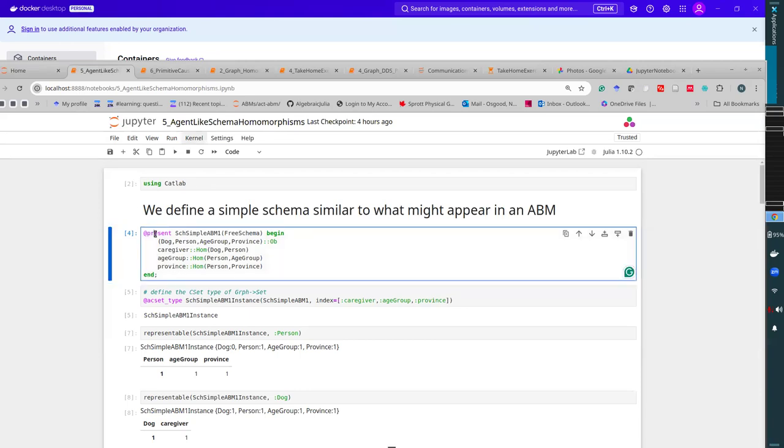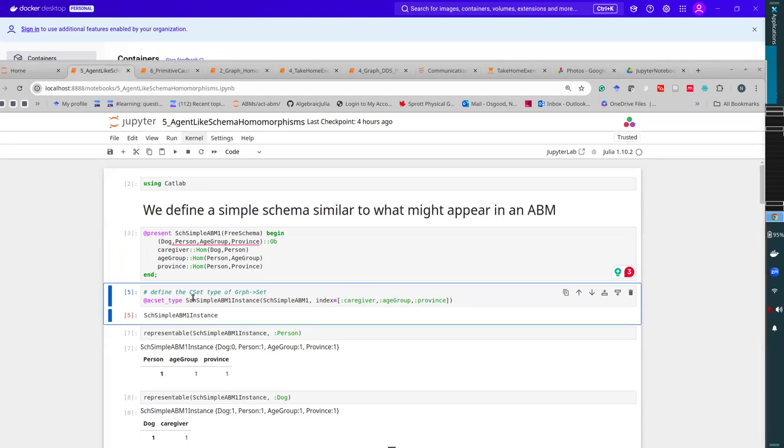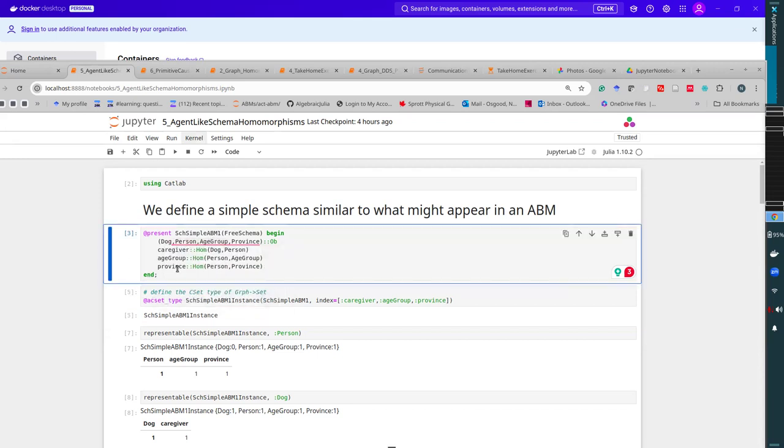So I'm going to have a schema for such a model. It's going to have service dogs. It's going to have persons. And each person is going to have an age group and a province. And a service dog will have a person who's a caregiver for it. Although I think there's a good question, who's the caregiver for whom? But each service dog is going to have a person who's its caregiver. And each person is going to have an age group, which we'll consider sort of 1 to 3, categorical. And they're going to have a province, okay? And we're going to have 1 to 10, right? Okay. Newfoundland, Labrador, New Brunswick, Prince Edward Island, Quebec, et cetera. We good?